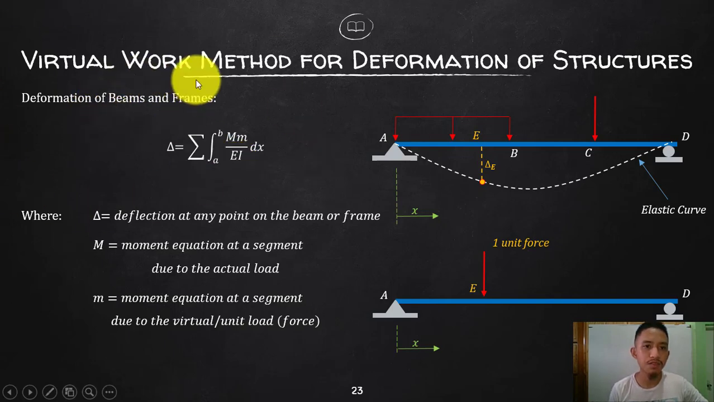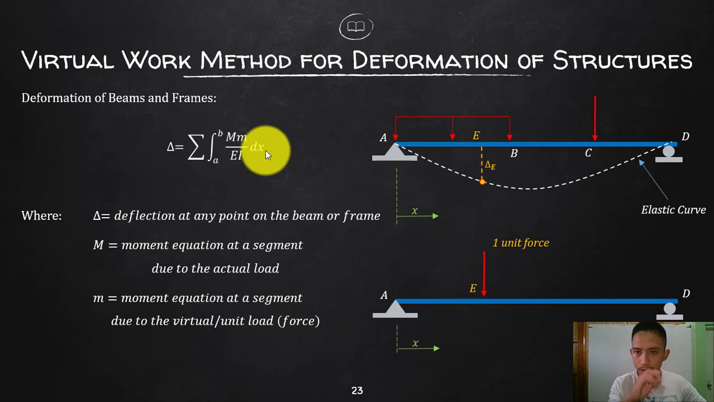For the deformation of beams and frames, delta is the deflection, and using the virtual work method, that is the summation of the integral, with limits a to b, of big letter M times small letter m all over EI times dx. So we are using moment equations here. If you recall other methods like double integration, you are using the moment equation there. The moment equation is the equation representing the moment at any point on the beam, with the given type of loadings.